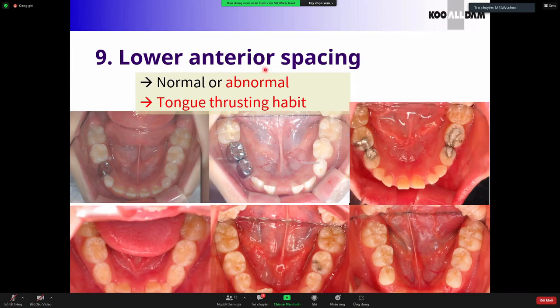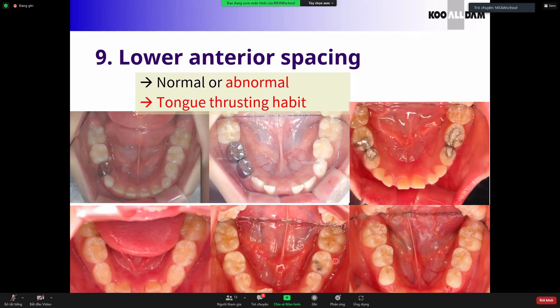This is lower anterior spacing. You should check whether the lower anterior spacing is normal or abnormal. Upper anterior spacing is normal. As you know, this is the ugly duckling stage in the upper anterior spacing. However, the lower anterior spacing is abnormal.